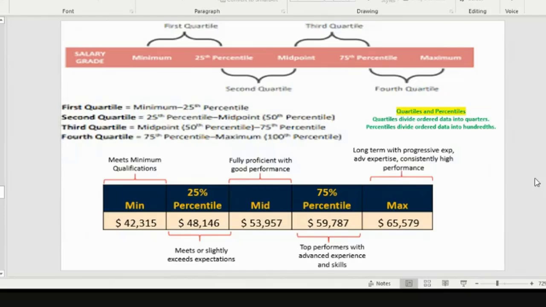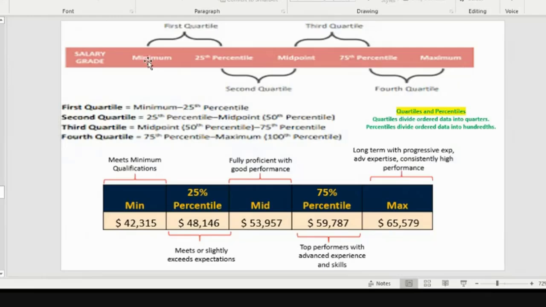Quartiles would divide other data into quarters, fours. Percentiles divide other data into hundreds. Now, think of it here as a salary grade. With the salary grade, you have the minimum of the salary grade, right? You have the midpoint, and you have the maximum.